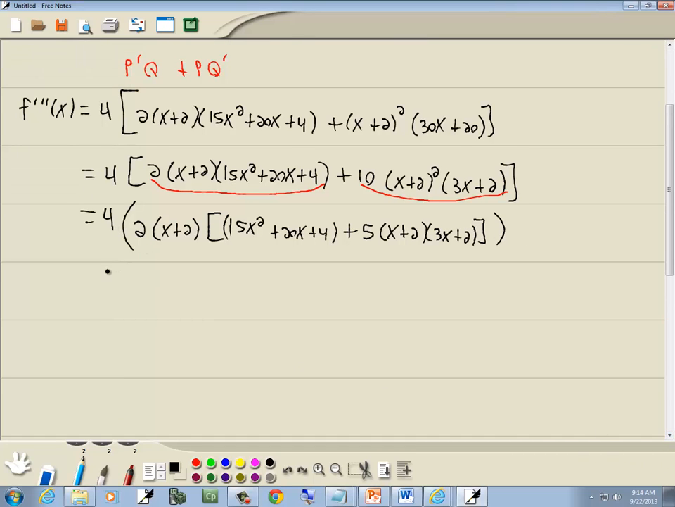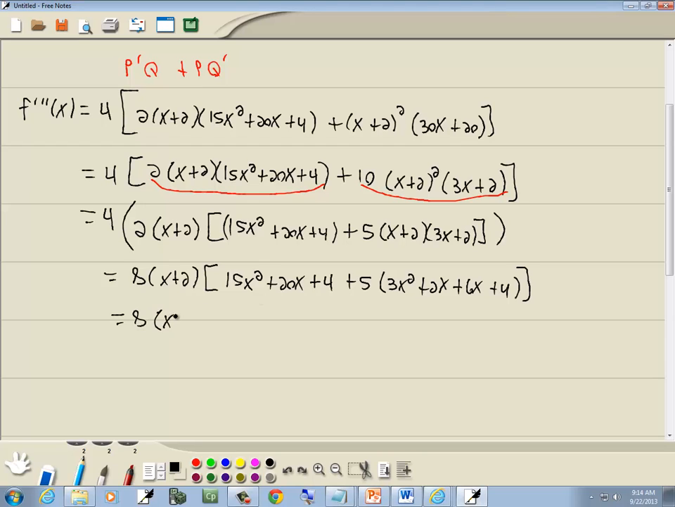Okay. 4 times 2 is 8. So we've got 8 times x plus 2. Now what's inside of the brackets? I'm going to get rid of the parentheses, combine together like terms, see where it heads. So I got 15x squared plus 20x plus 4 plus 5, and multiply these together. X times 3x is 3x squared. X times 2 is 2x. 2 times 3x is 6x. 2 times 2 is 4.